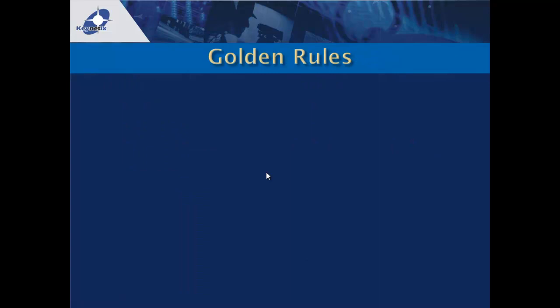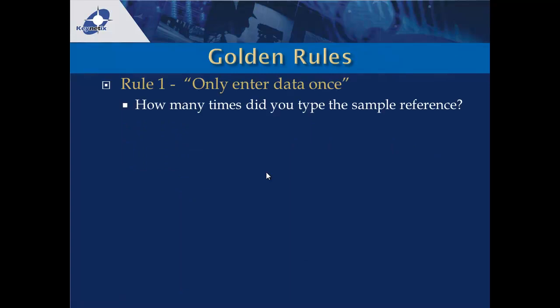So the golden rules. If you remember one thing from this presentation, remember this. Two golden rules of data entry. First golden rule, only enter it once. Okay, sounds obvious, doesn't it? But you'll be surprised when you go back after this presentation and look around your laboratory at the number of times that you have entered the sample referencing system, or the sample reference, into any type of system.